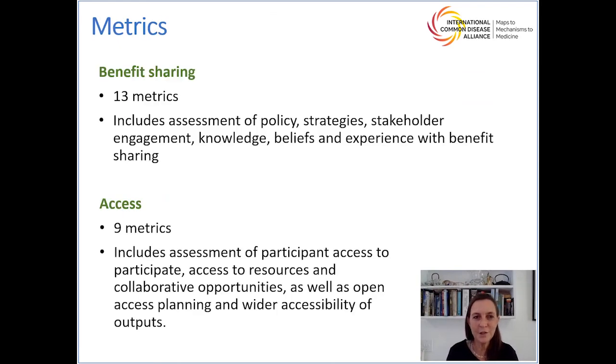Under the theme of benefit sharing, we have 13 metrics, and these include metrics that assess the policy, the strategies, how we do stakeholder engagement, and also the group's knowledge and beliefs, as well as prior experience with benefit sharing processes. In access, we have the theme of access. We have 9 metrics, which includes the assessment of participant access to participate, access to resources and collaborative opportunities, as well as looking at open access planning and wider accessibility of the outputs we generate as a working group.